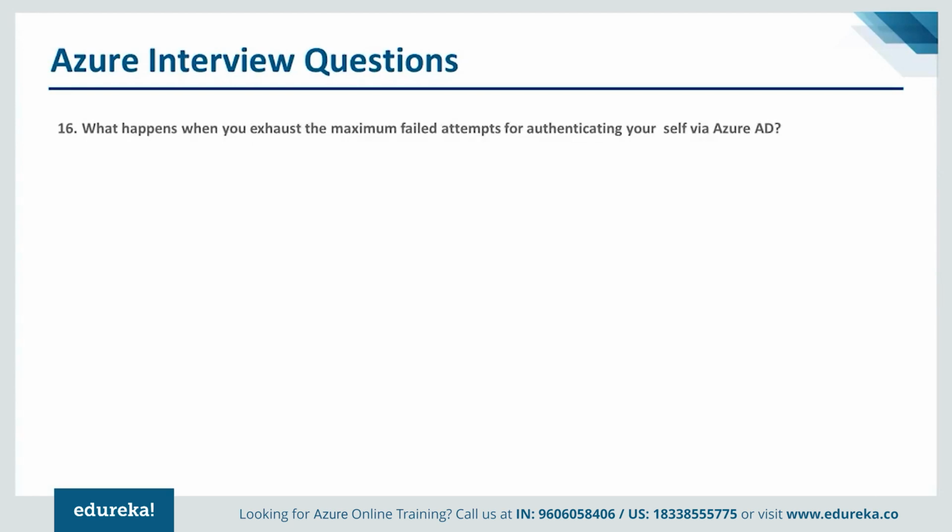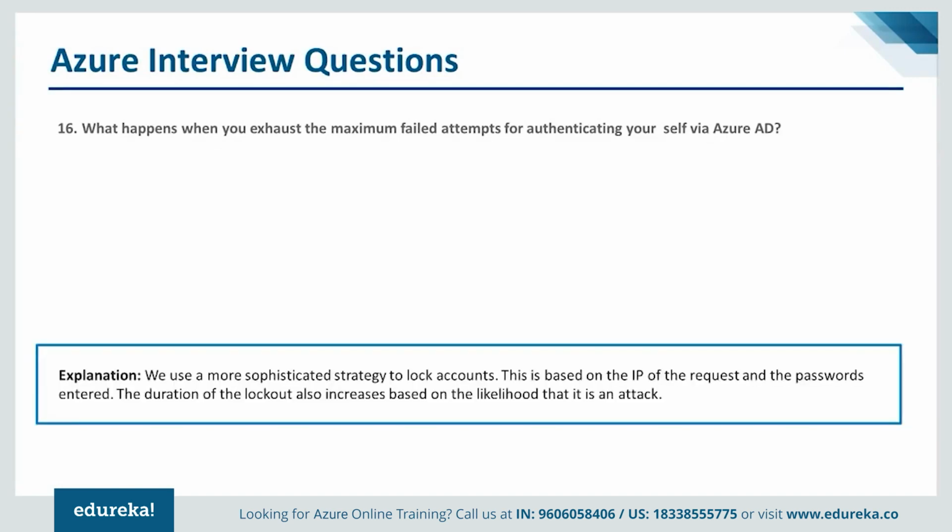What happens when you exhaust the maximum failed attempts for authenticating yourself via Azure AD? Okay. So we have a more sophisticated strategy for account lockout, which is based on the IP of the request and the password entered.